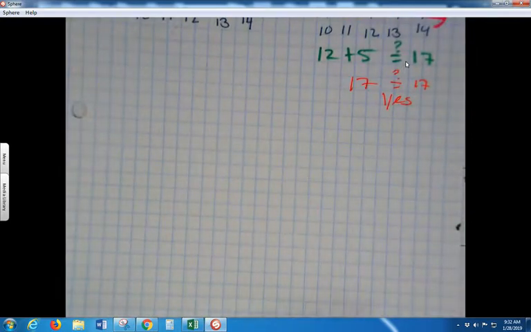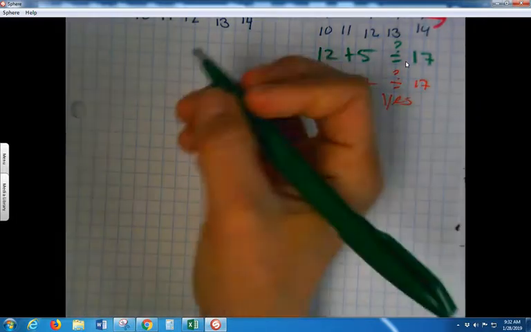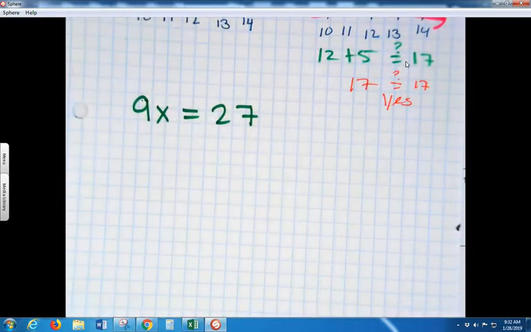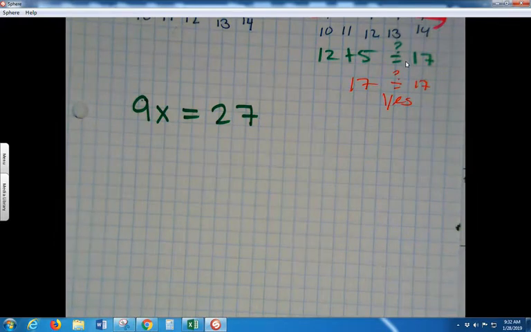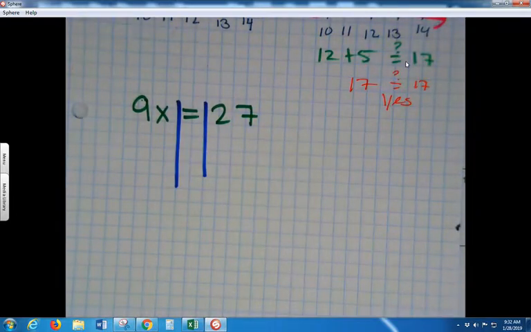9x equals 27. Alright. 9x equals 27. How would you solve it? Bars. Bars. I like it. Start it. Now what? Divide by 9.